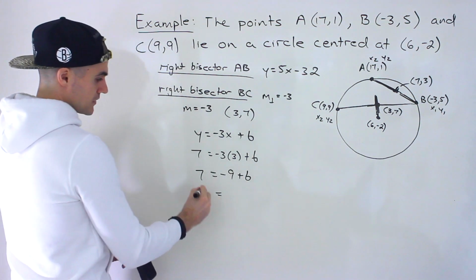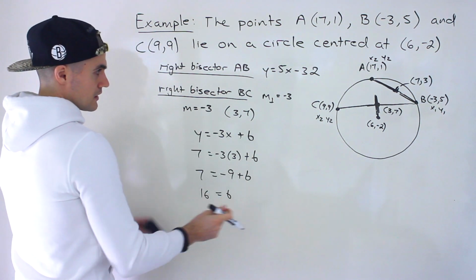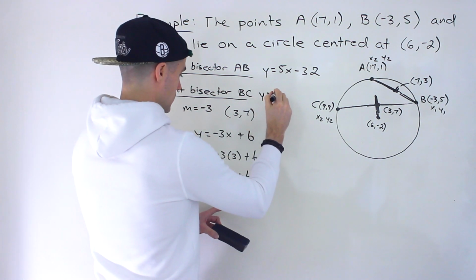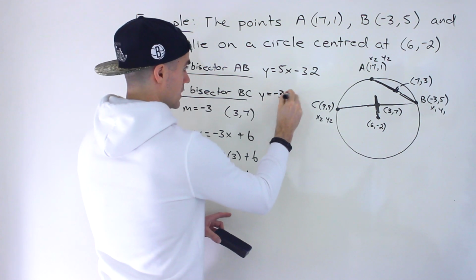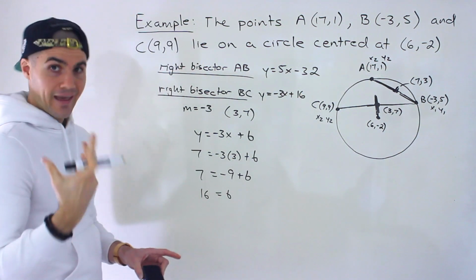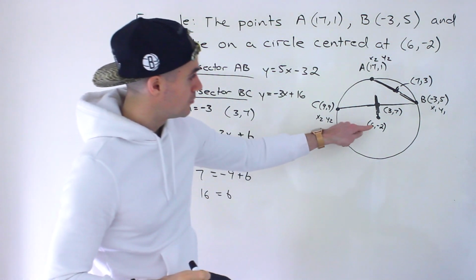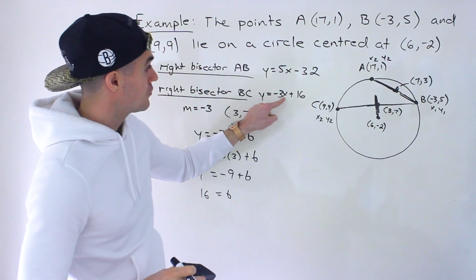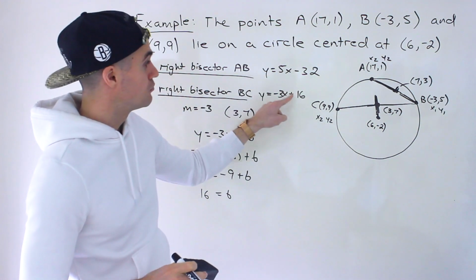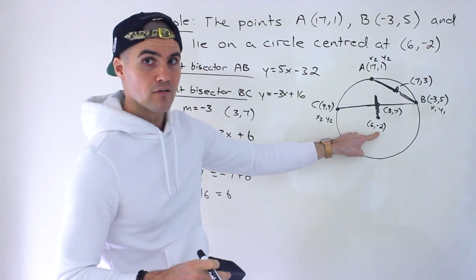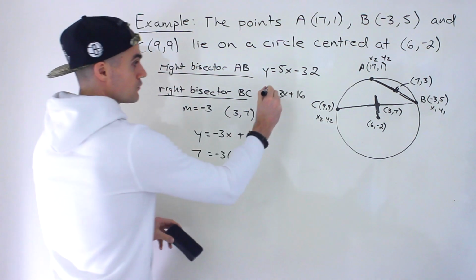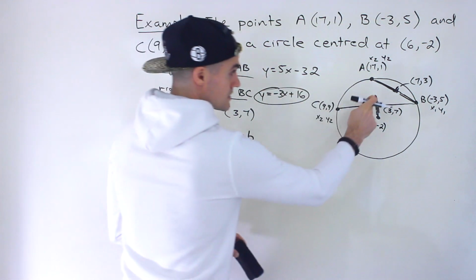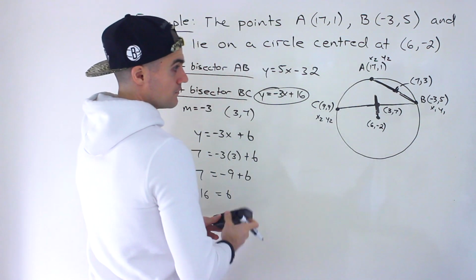Bring the negative 9 over, 7 plus 9 would give us 16. Okay, so the right bisector of the chord BC has an equation y equals negative 3x plus 16. And again, if you want to do a quick check, plug in the center, let's plug in the x value. Negative 3 times 6 is negative 18, plus 16 does indeed give us a y value of negative 2. So we could be pretty confident that this is the correct answer, right? So this is the equation of this line over here, right?